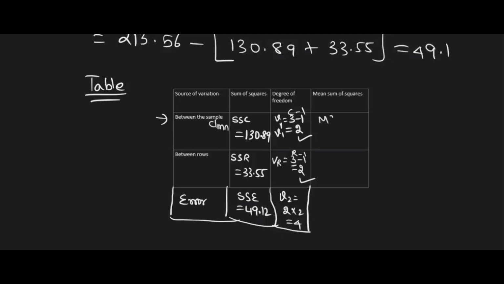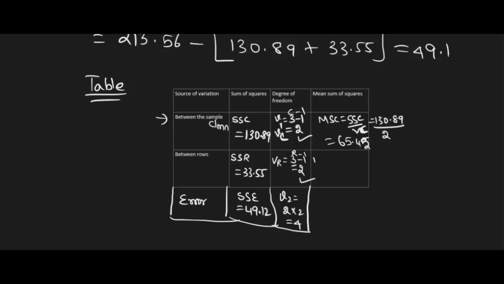So always what is the formula? MSC is SSC by V1. So that is 130.89 divided by V1, which is 2. So this is your value, and this you can write as VC, column. So it is even easier. It won't be confusing for you. So 65.45. So this is 65.45.